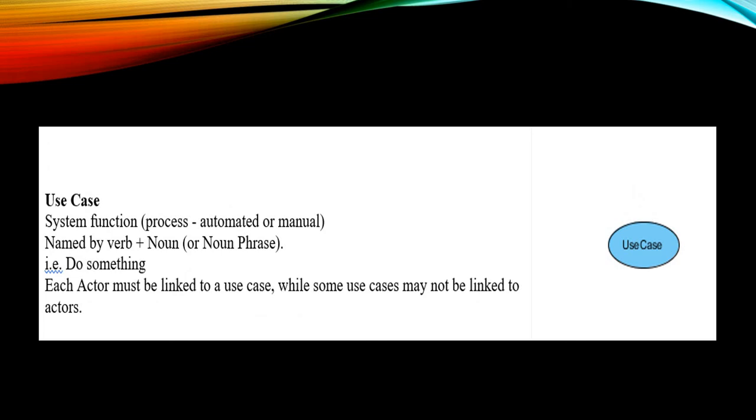A use case is the system functions or the process which are automated or manual. It is named by a verb or noun, such as what it does. For example, what does a teacher do? Teaches, right? We teach you. Teaching is a verb. Each actor must be linked to a use case, while some use cases may not be linked to actors.